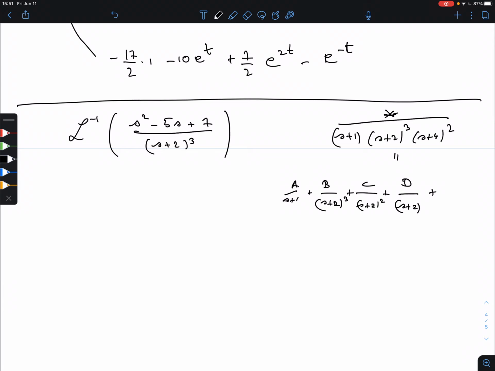And what about multiplicity 2? Well, you have s plus 4 squared and also s plus 4. So this would be an E and an F. So 1, 2, 3, 4, 5, 6 undeterminates. How many of these undeterminates will there be? Always equal to the degree of this polynomial. That's why we cannot leave these terms out here, because then there would be way too few undetermined coefficients.